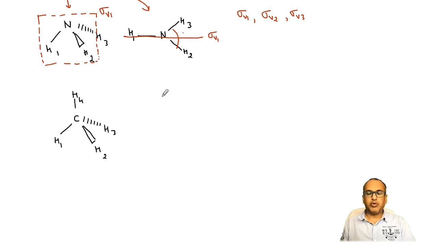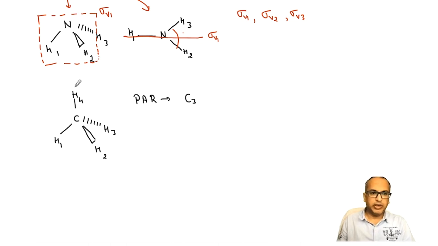1, 2, 3, 4. Okay. So now what are the symmetry elements? What are the proper axes of rotation present? So proper axes of rotation, there will be one C3. How many C3s will be present?